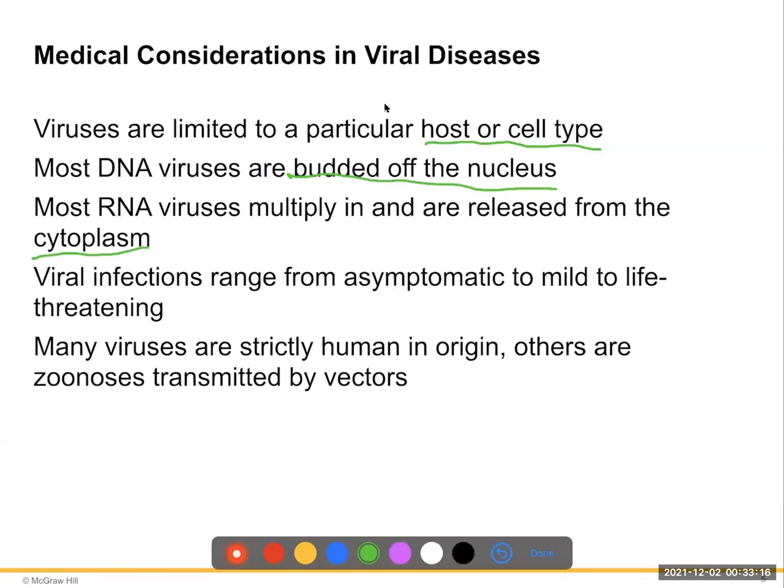So viral infections range from asymptomatic to mild to life-threatening. They run the whole gamut. Many viruses are strictly human in origin. Others are zoonoses, transmitted by vectors of other species.